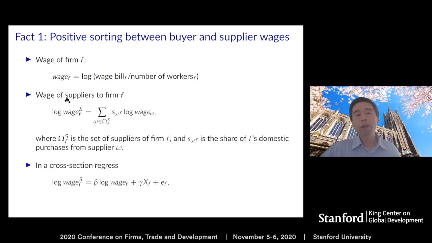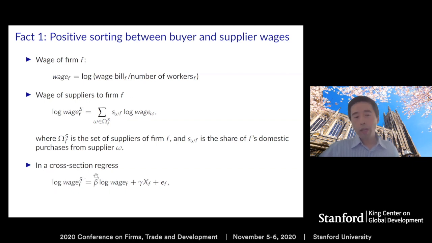And in terms of the wage of the suppliers, what we'll be doing is trying to weight the wage of the suppliers by the firm's purchases from the suppliers. So this is a weighted measure of what the wages are that your suppliers pay to their workers. We intend to use these wages as a proxy to think about the skill intensity of these manufacturing firms.